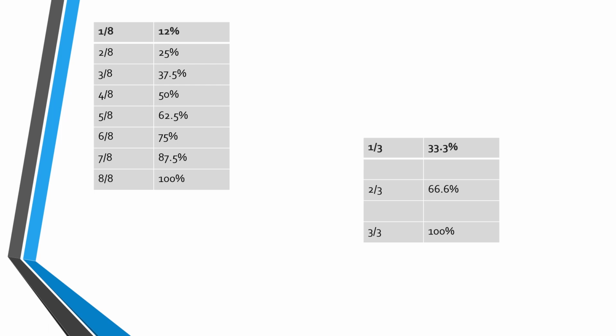Now, if you divide something into thirds, 1/3 is 33.3%. 2/3 is 66.6%. 3/3 is, of course, 100%. So now we're going to take these percentages and we're going to apply them to the number of days in these synodic cycles.